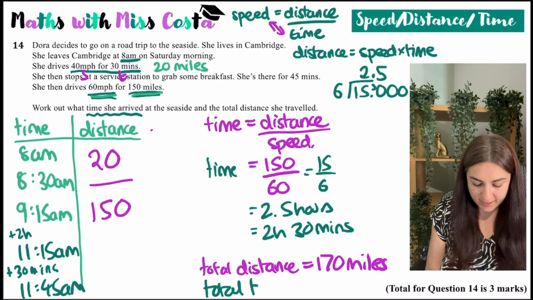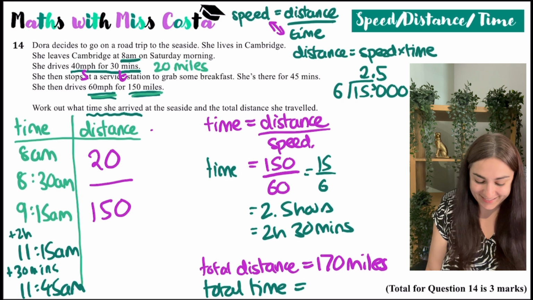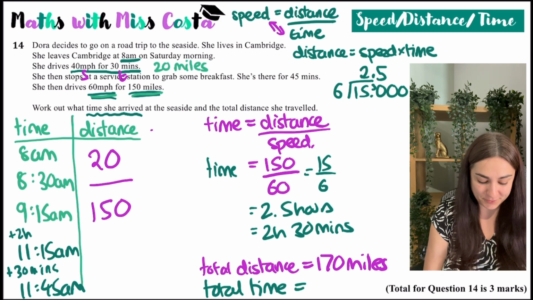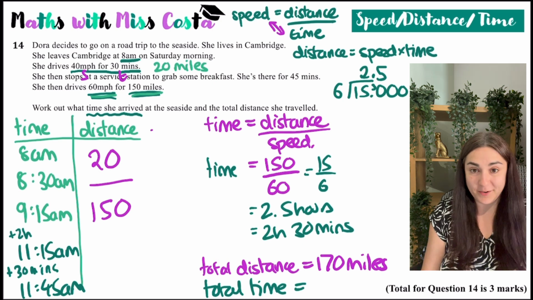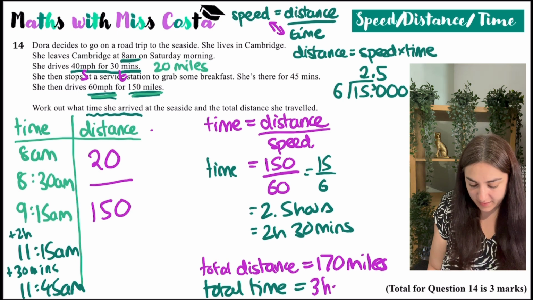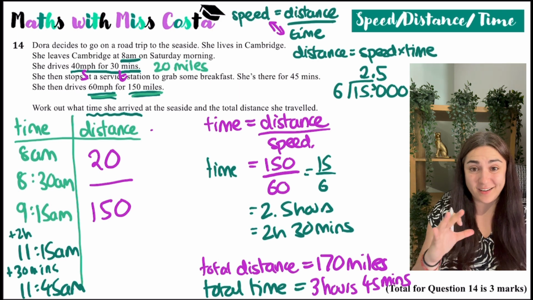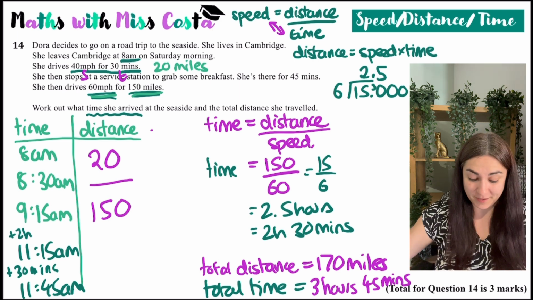So the total time it took her is, it's not asking when she arrived, it's asking for the total time. So from 8 to 11, we go 9, 10, 11. So 3 hours and 45 minutes. And that's how we do that. So you just break up the question and work out each little bit by bit.